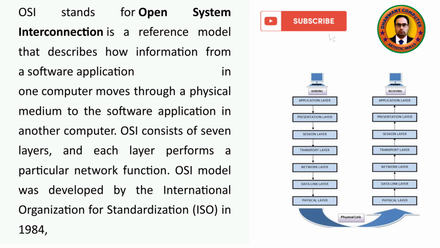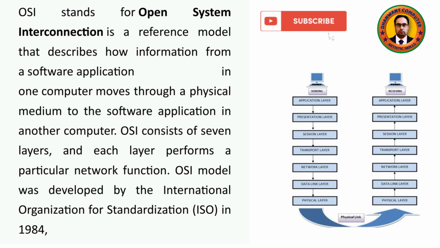OSI stands for Open System Interconnection. It is a reference model that describes how information from a software application in one computer moves through a physical medium to the software application in another computer. OSI consists of 7 layers, and each layer performs a particular network function.